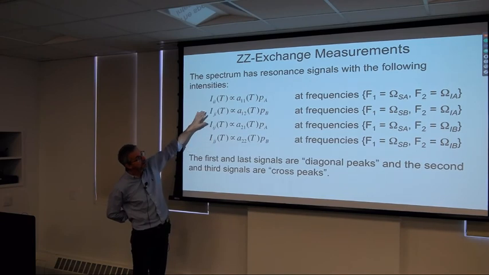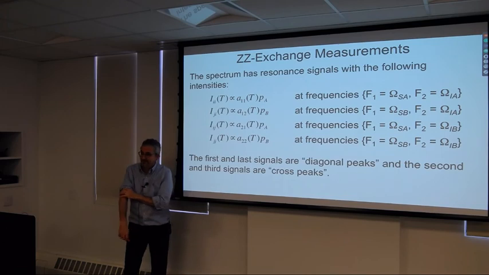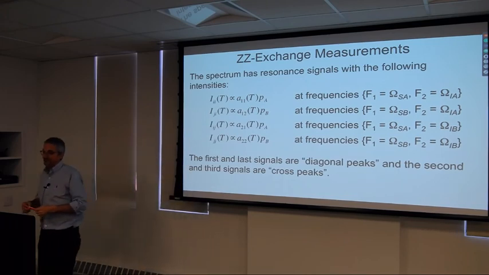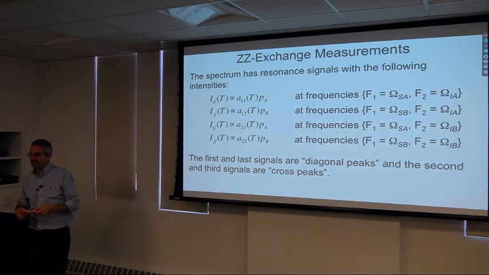And I'll have so-called diagonal peaks in which the magnetization started on one site and ended up on that same site. And I'll have cross peaks where magnetization started in one site and ended up in the other site.